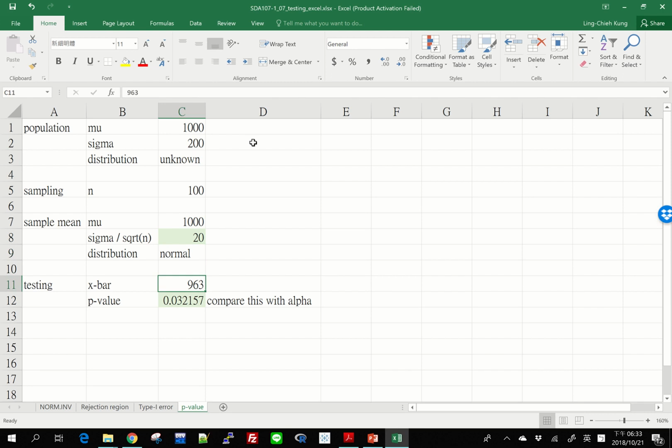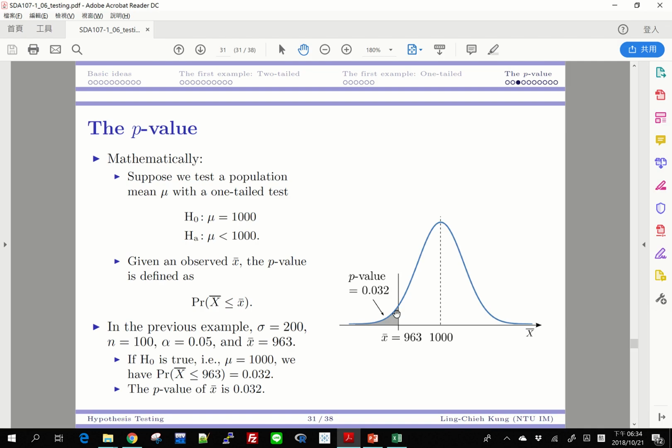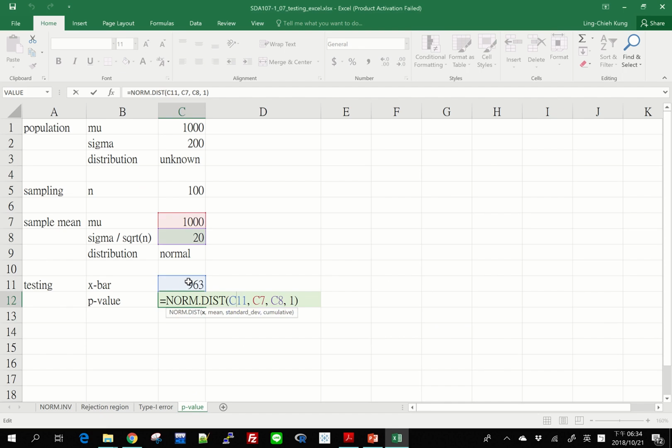What's the last step? The last step is just a single function call, the normal distribution. This function has been used many times in the past. We just need to tell the function what's the mean of our normal random variable, what's the standard deviation for that, and say that I want to get a cumulative distribution. Then just tell my function what's the cutoff value with respect to which I want to get the left tail probability. So I'm going to get the left tail probability of 963, right? That's why here I put 963, and that's why I get 3.2.